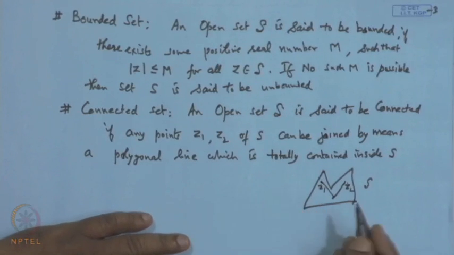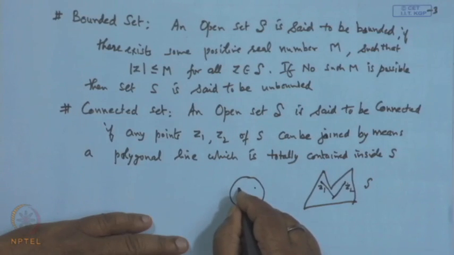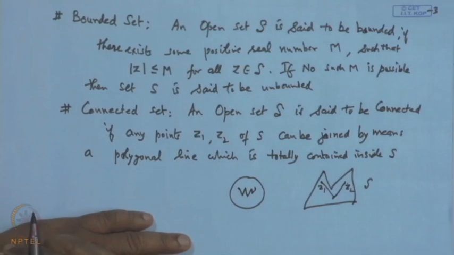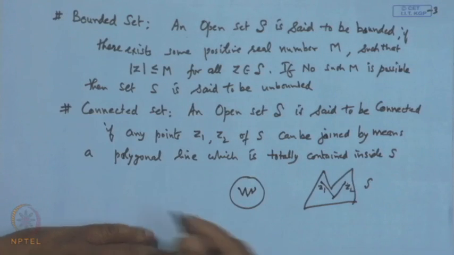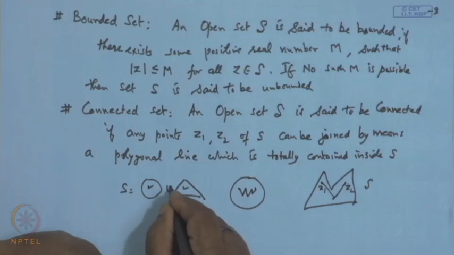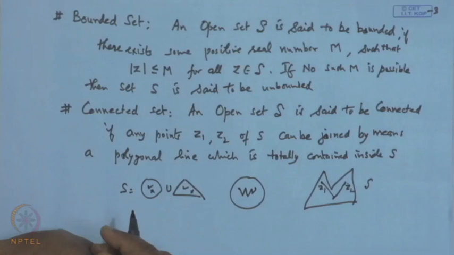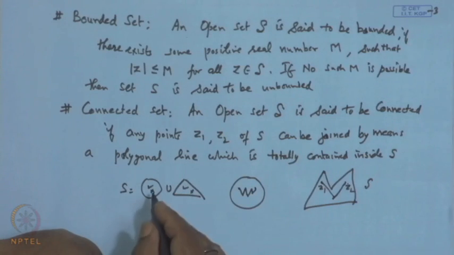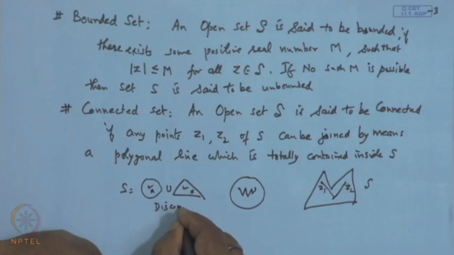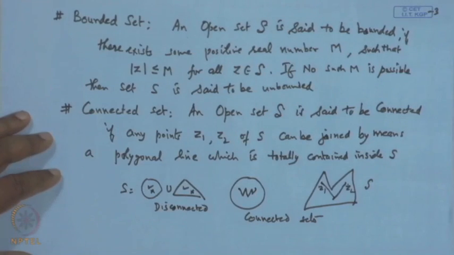If I consider a circle, it is also a connected set, because take any arbitrary 2 points, one can always find a zigzag path which is totally linear, or maybe a straight line also, but there may be sets which are not connected. For example, suppose I take the set S which is the union of these two. Then this set will not be a connected set, because as soon as you pick up any arbitrary point here and any point here, you are not able to get any polygonal curve which can connect these 2 points without leaving the set S. So, such a set is a disconnected set. Okay. These are the connected sets. So, this is the meaning of this.